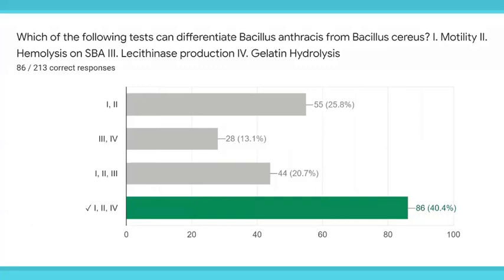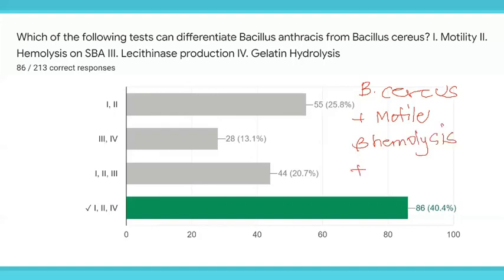Okay, next. Which of the following tests can differentiate Bacillus anthracis from Bacillus cereus? 1. Motility. 2. Hemolysis on SBA. 3. Lecithinase production. 4. Gelatin hydrolysis. So the answer here would be 1, 2, and 4. Let's just describe Bacillus cereus. Bacillus cereus is actually a motile organism. It produces beta hemolysis. And it is actually positive for gelatin hydrolysis. If you want to differentiate, Bacillus anthracis is the opposite of the reactions that you see here. Bacillus anthracis would be non-motile, non-hemolytic, and negative for gelatin hydrolysis.